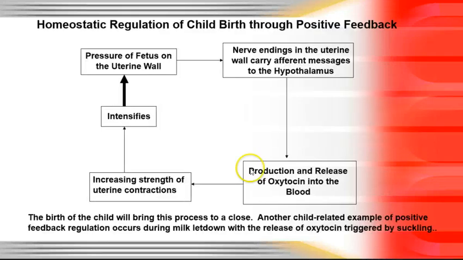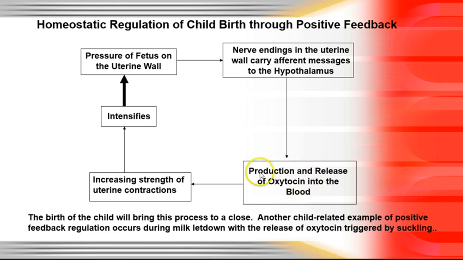Okay, so let's talk a little bit about childbirth, though, because we've been talking about sexual selection and fertilization and parenting and all that good stuff. So let's talk about what actually happens when you have a mammal being born. So first of all, the fetus is big, right? And so there's pressure on the uterine wall. And so nerves will carry that message to the hypothalamus. The hypothalamus is going to produce and release oxytocin into the blood.